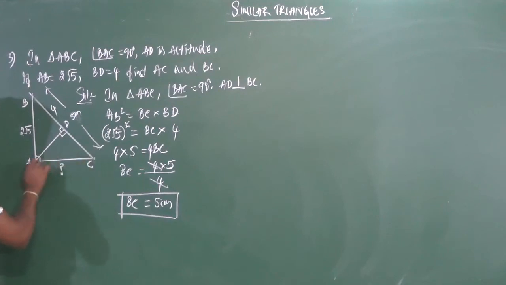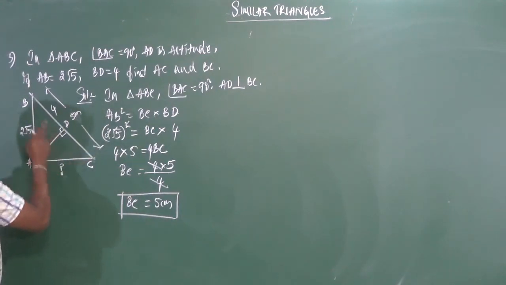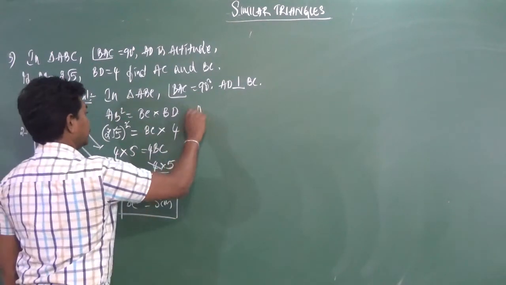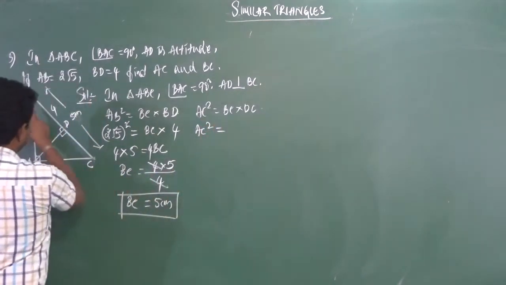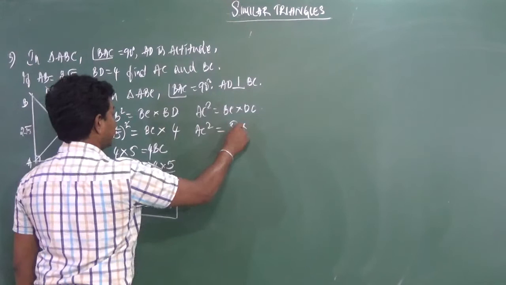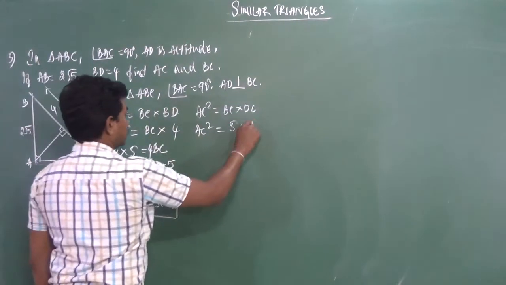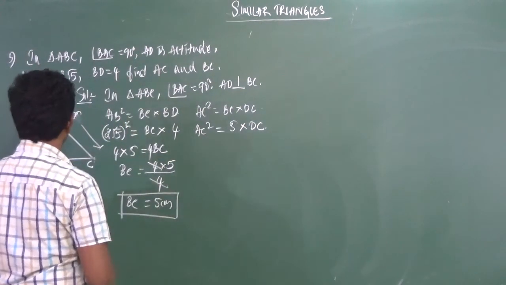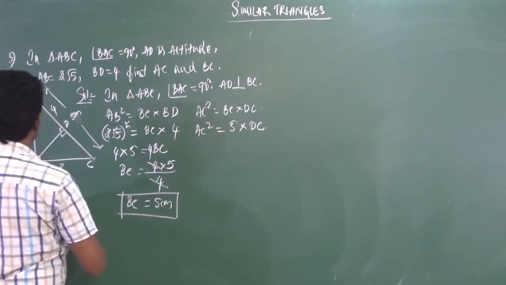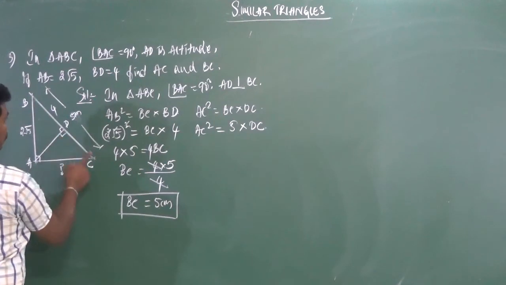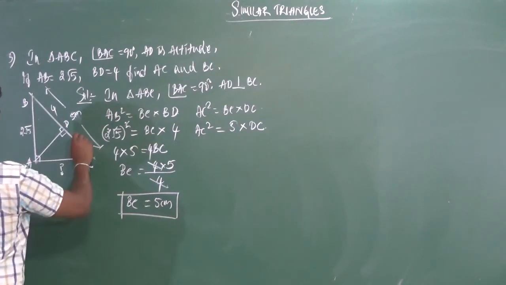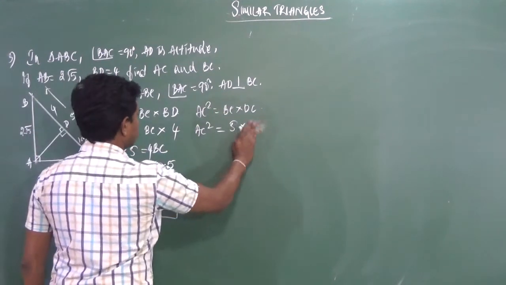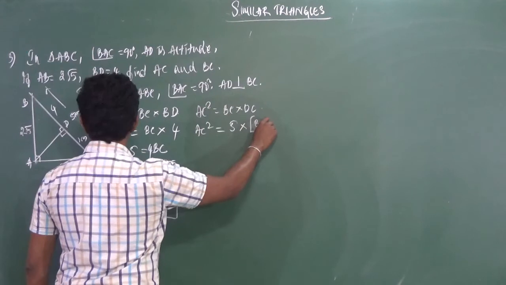Now we have to find the length of AC. AC square is equal to BC into DC. We have just found BC, which is 5 centimeters, but DC we still have to find. So DC will be 5 minus 4, that is 1 centimeter. So DC can be written as BC minus BD.